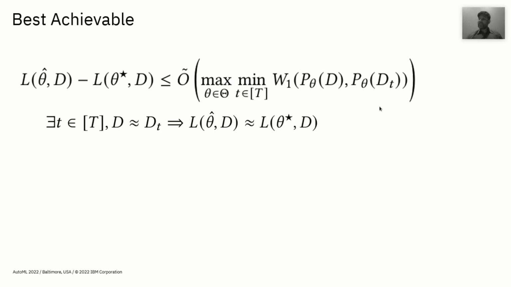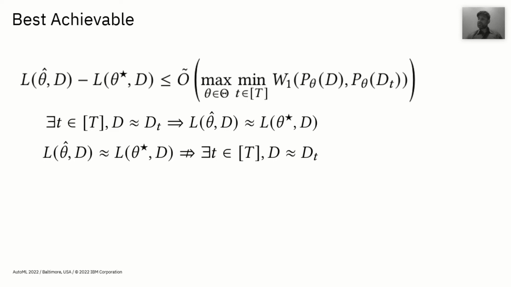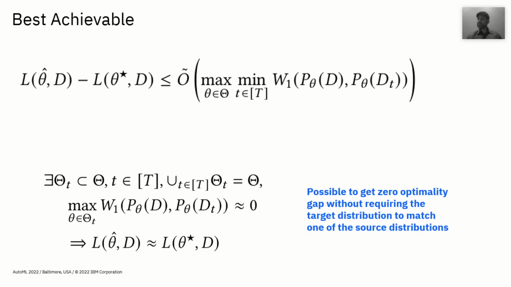This result implies that if there exists a task T in the set of source tasks such that the target task distribution is close to this task's distribution D sub T, then the optimality gap can be close to zero, implying optimal performance. However, we see that this is not a necessary condition for zero optimality gap. A weaker condition can still allow for zero optimality gap.